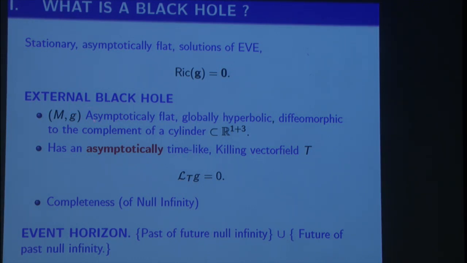Then there are some other assumptions that you want to make. It has to be asymptotically flat. Globally hyperbolic means that somehow you have a completeness like in Riemannian geometry. You cannot take points away from the space-time. There is another condition, which is that it's diffeomorphic to the complement of a cylinder. This has to do with the fact that I'm looking only at the external part of the black hole. I'm only interested in what happens outside. Globally hyperbolic means roughly that it can be developed from the initial data.